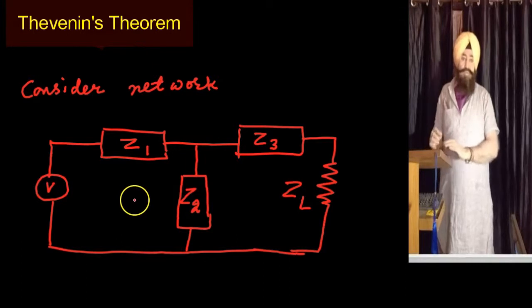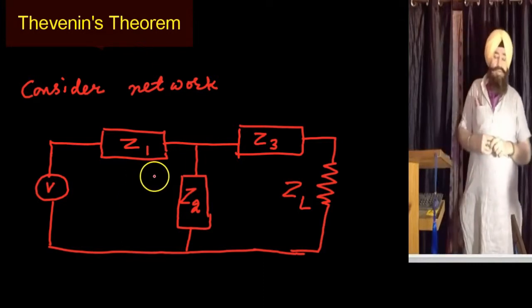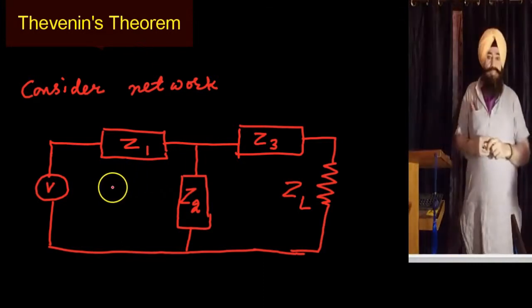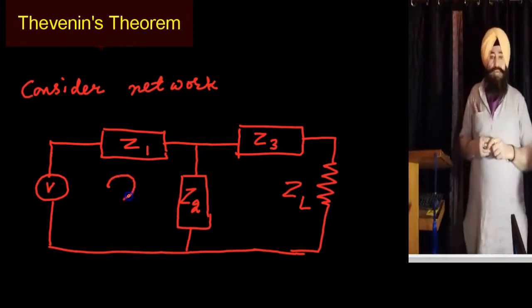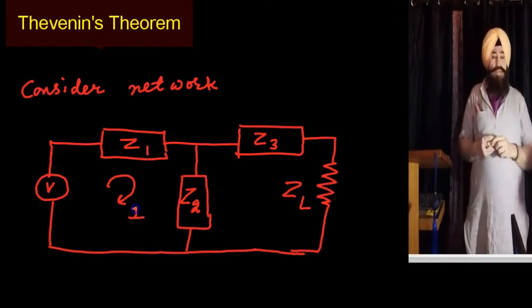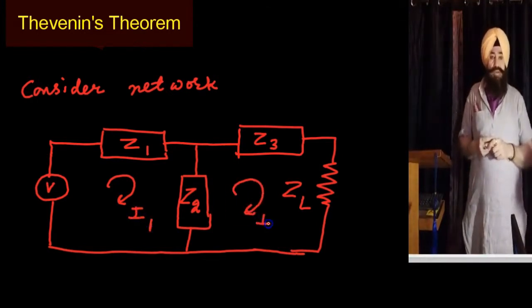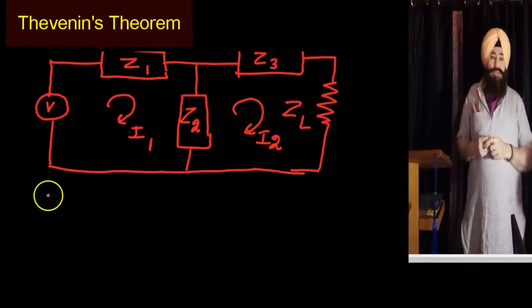This is ZL. Now we have here loop number 1, and in this loop some current is flowing. Let us call it I1. Here the current flowing is I2. There are two loops in closed paths.